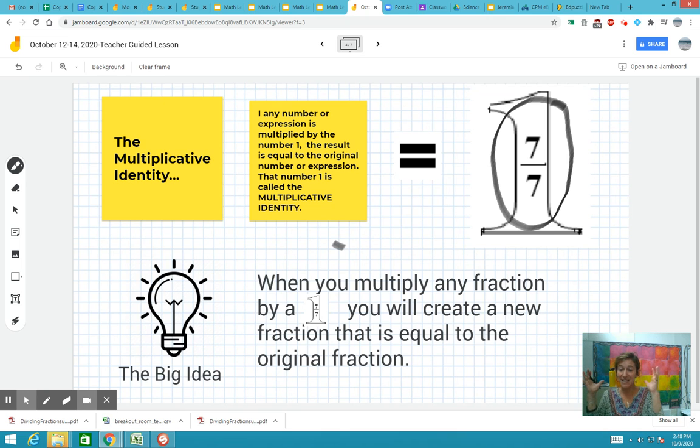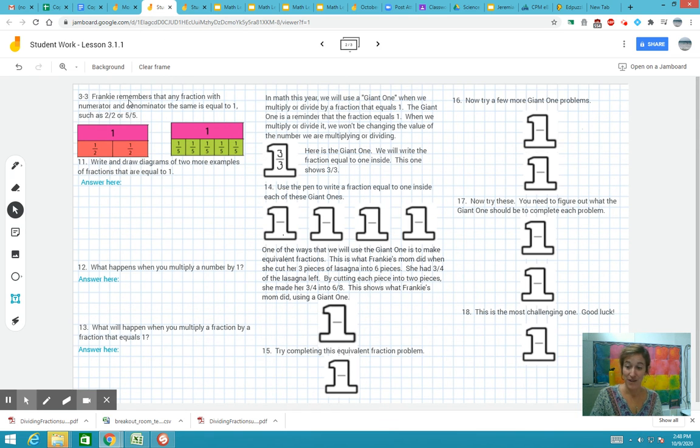So the big idea here today, guys, a lot to take in, I know. When you multiply any fraction by the giant 1, you will create a new fraction, and that fraction is equal to the original fraction. How we know that, we'll find out tomorrow.